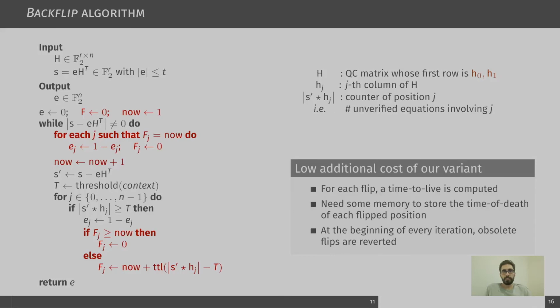So here I give the description of the backflip algorithm. To highlight the fact that it's just a bit flipping algorithm with something more, I've put in red the differences between the bit flipping and the backflip algorithm. The first part handles reverting the obsolete flips, and the other part computes the time to live, TTL. It's a function of the difference between the counter and the threshold. This part also stores the information about the TTL.